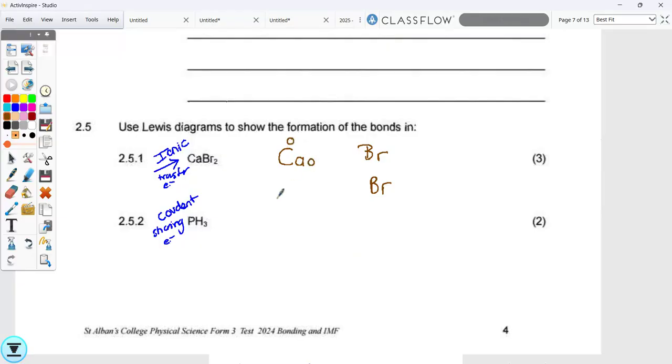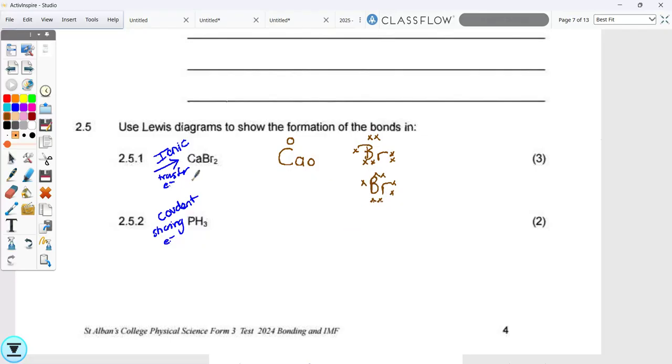Please use a different symbol or a different color or a highlighter for the other one. So the Br has how many? 2, 3, 4, 5, 6, 7. And this Br also has 1, 2, 3, 4, 5, 6, 7. Now, how do you show me?